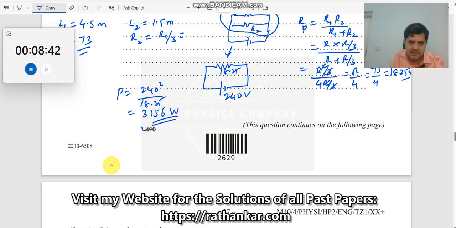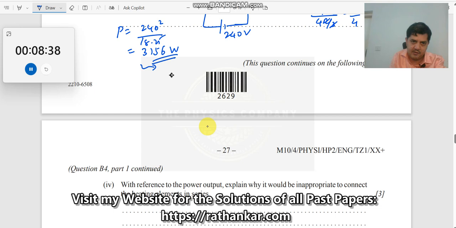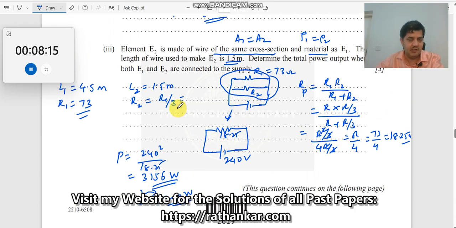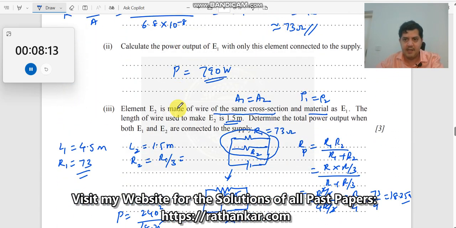The nearest answer which is given in the answer scheme is seen to be approximately around 3200 watt, which is the same as here, right? So with this we have completed how much? 1 plus 2, 3 plus 3, 6 marks over here, and we did it for 15 marks, 6 marks. So 15 minus 6 is 9 minutes. Okay, we have taken a little bit of time. Anyway, I will stop here and continue with the rest of them in the next video.